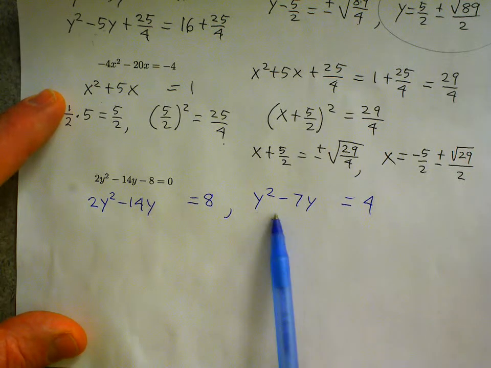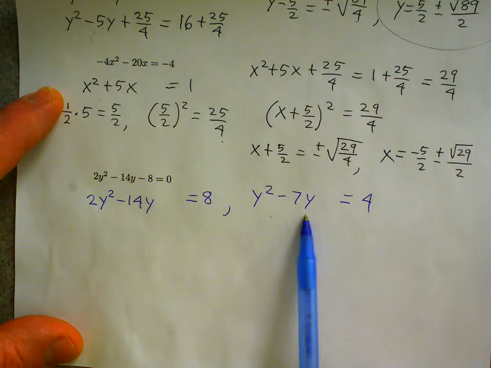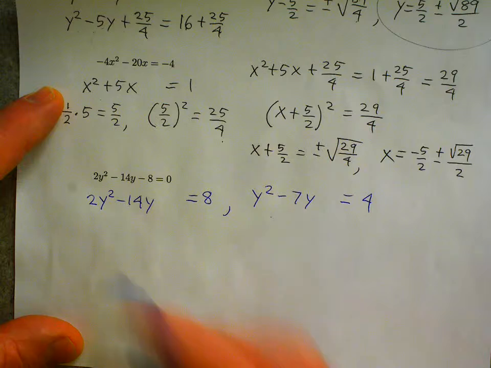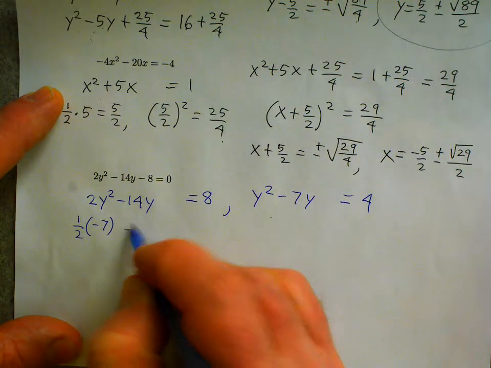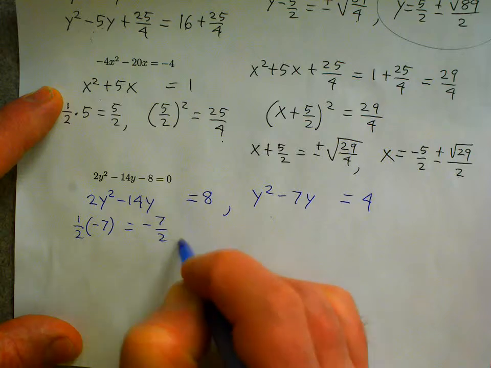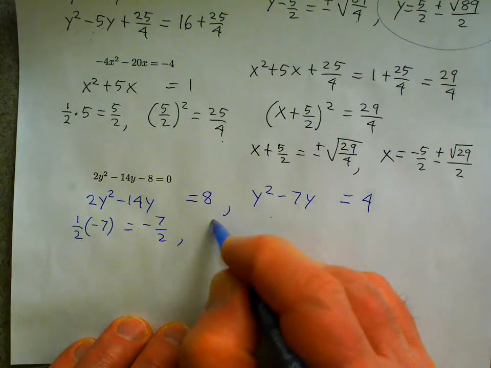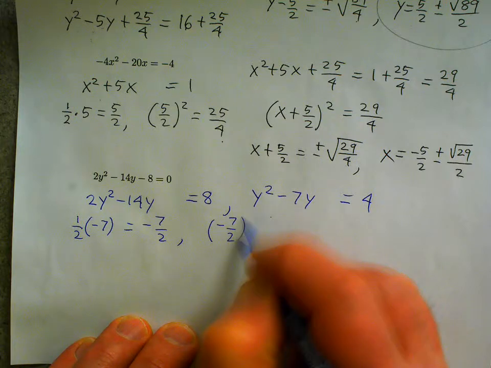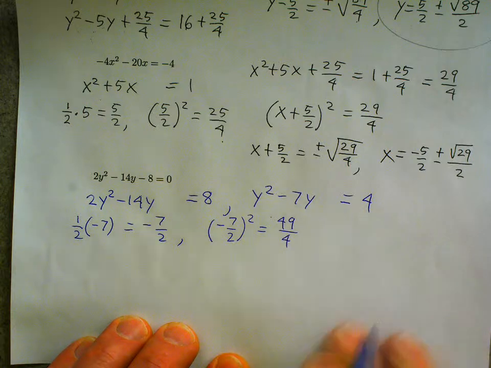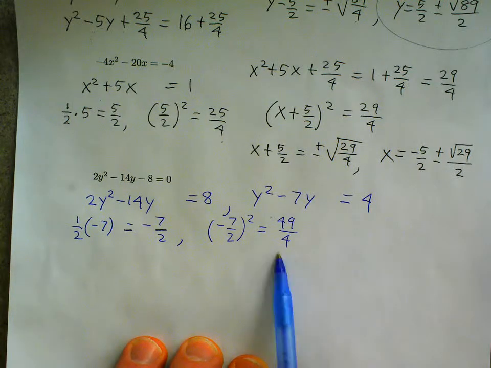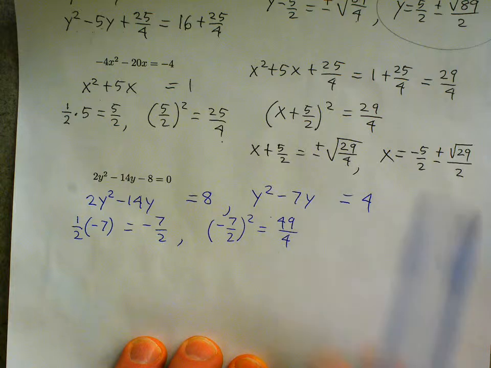So what we do, now that the coefficient of y squared is 1, we take 1/2 of -7. So 1/2 times -7 is -7/2. Then we square that number. The number -7/2 squared is 49/4. And this number 49/4 will be added to both sides of the equation.